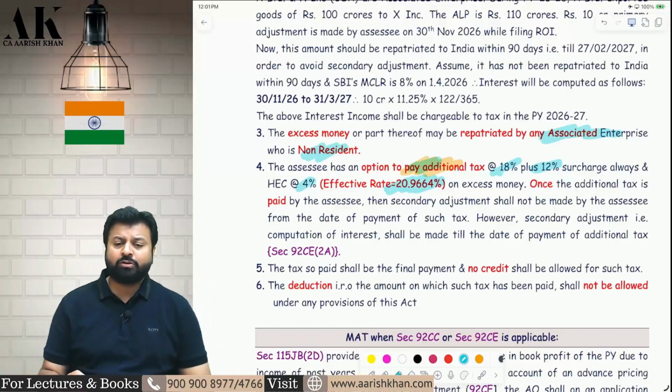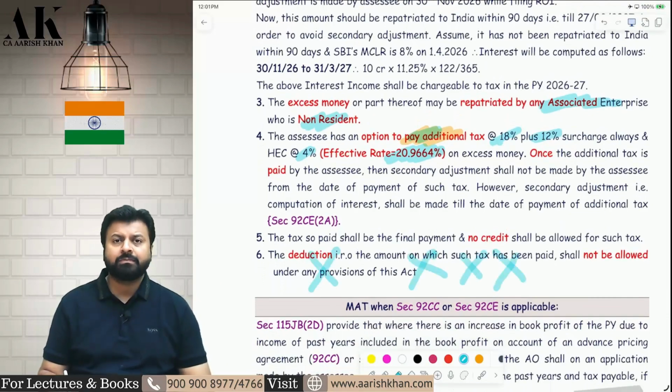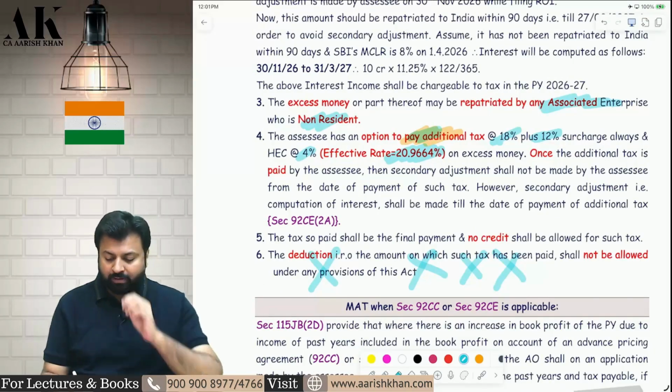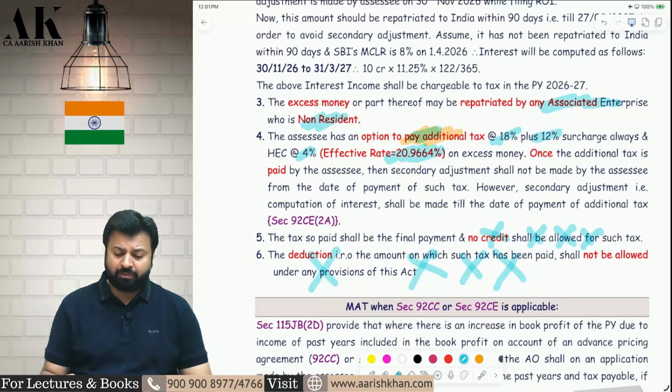And whatever additional tax you have paid, that will not be allowed as a deduction under any provisions of the income tax law. You cannot claim that as an expense. Further, whatever additional tax you have paid, you cannot claim the credit of that like TDS, TCS or advance tax. I hope it is clear to all of you. So this is what this beautiful provision is all about.